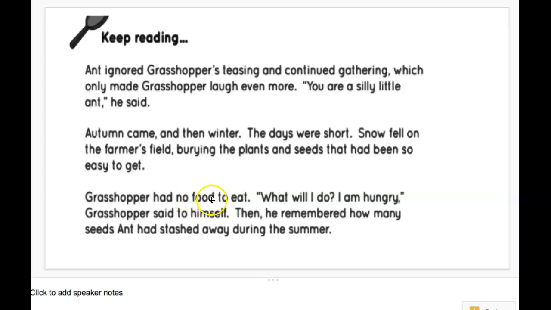Grasshopper had no food to eat. "What will I do? I am hungry," Grasshopper said to himself.